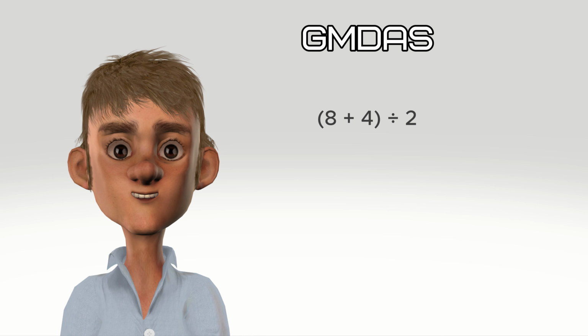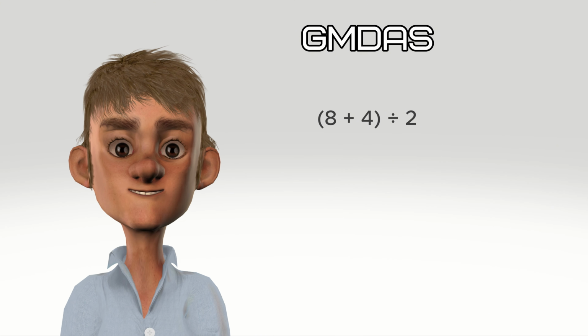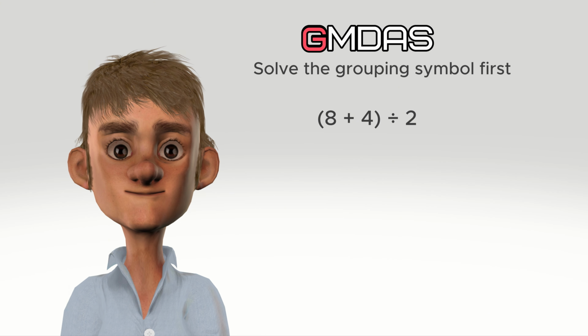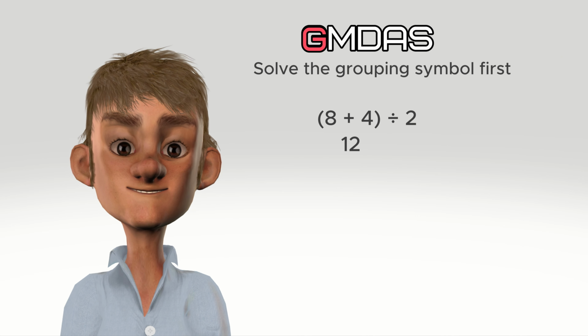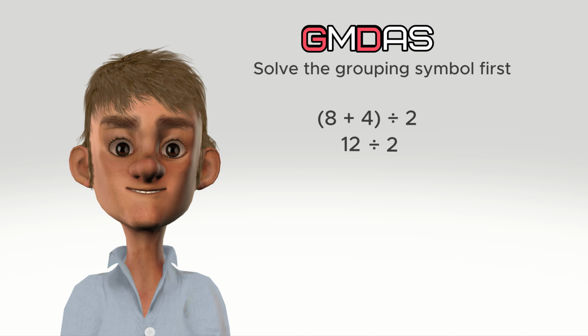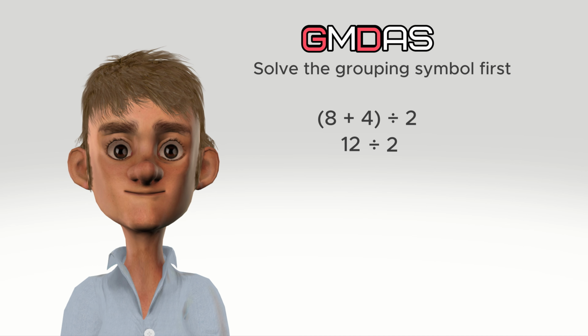Example, solve 8 plus 4 divided by 2. Solve the grouping symbol first, 8 plus 4, 12. Then divide. 12 divided by 2 equals 6. Final answer, 6.